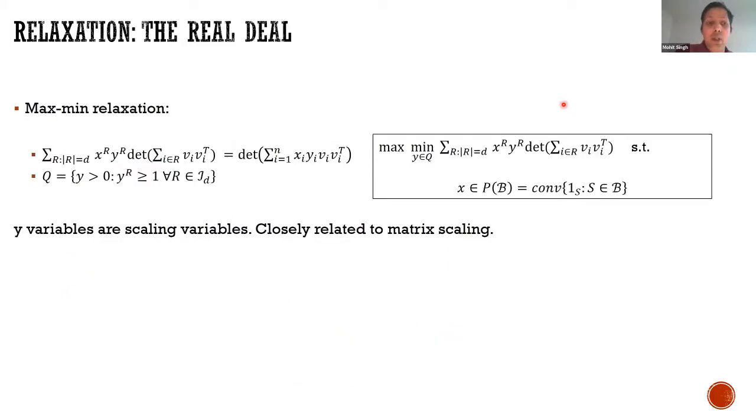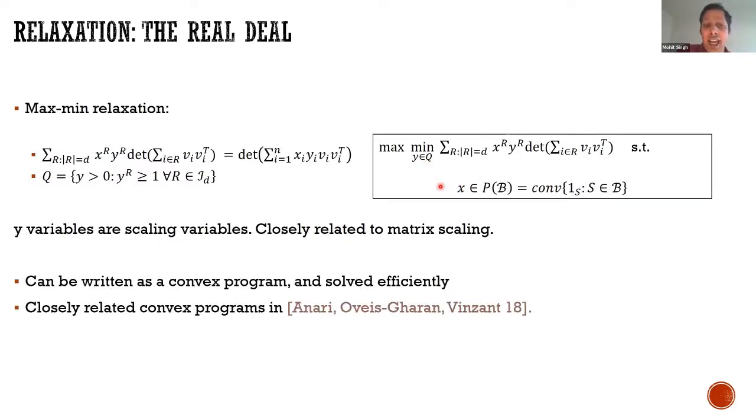So the trick to do is to use a trick from matrix scaling. What you do is introduce new variables y, which are used to scale your vectors. And you introduce polynomial constraints on the y variables, such that for every monomial term that you wanted to count, which are the independent sets of size d, the monomial term evaluates to at least 1, and you minimize over all such scalings. Okay, now it can be written as a convex program and solved efficiently. It's also related to a very well-studied convex program.